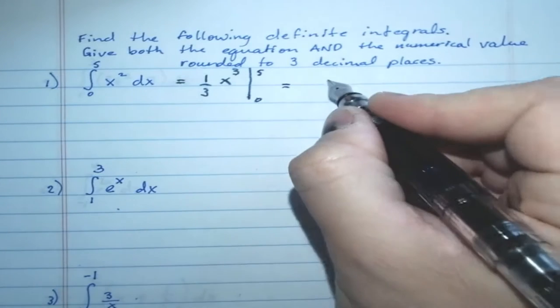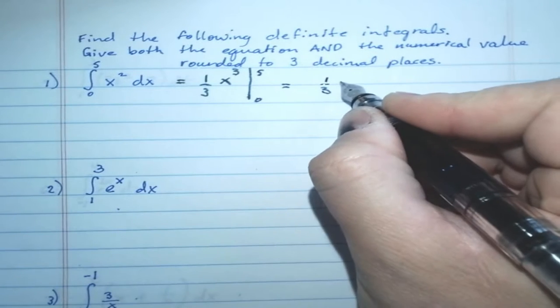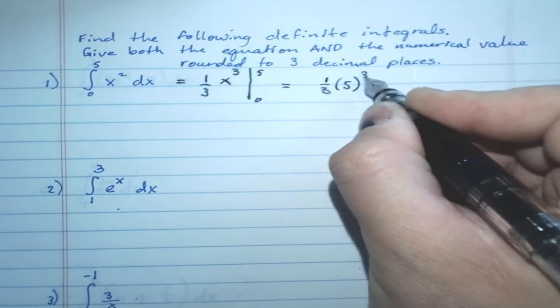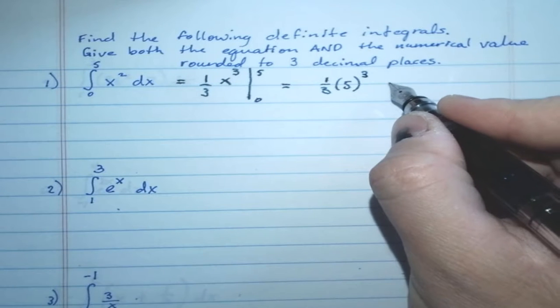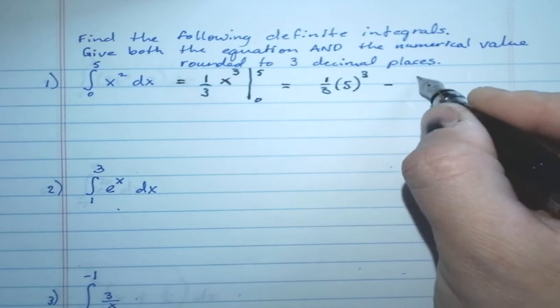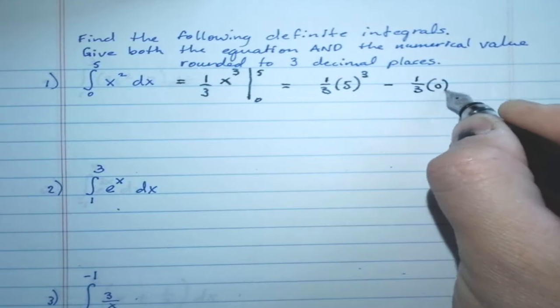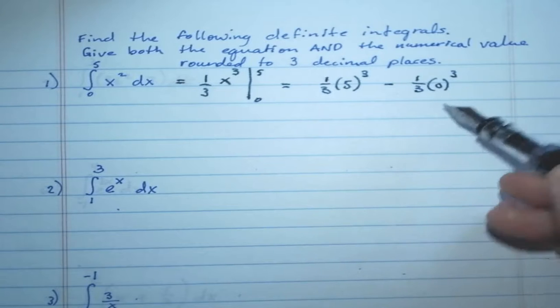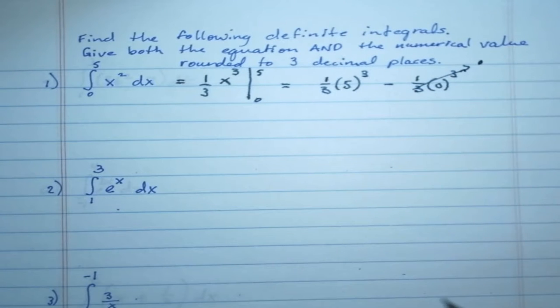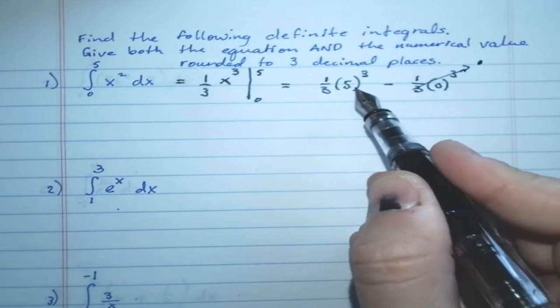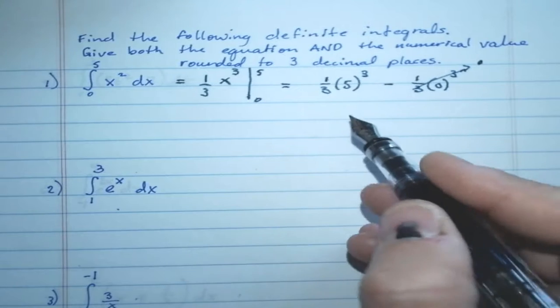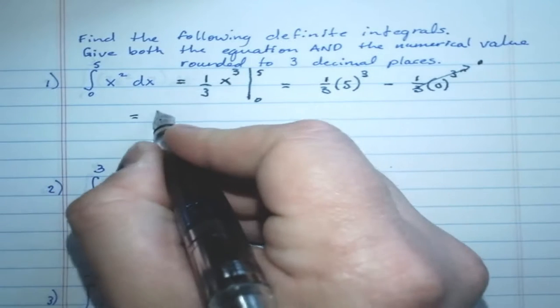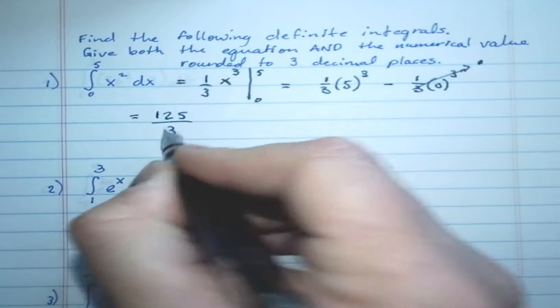So here goes: 1/3 times 5 cubed minus 1/3 times 0 cubed. Now, lucky me, 1/3 times 0 cubed is 0. So all I have to do is evaluate this guy. Well, 5 cubed is 125. So this is 125 over 3.